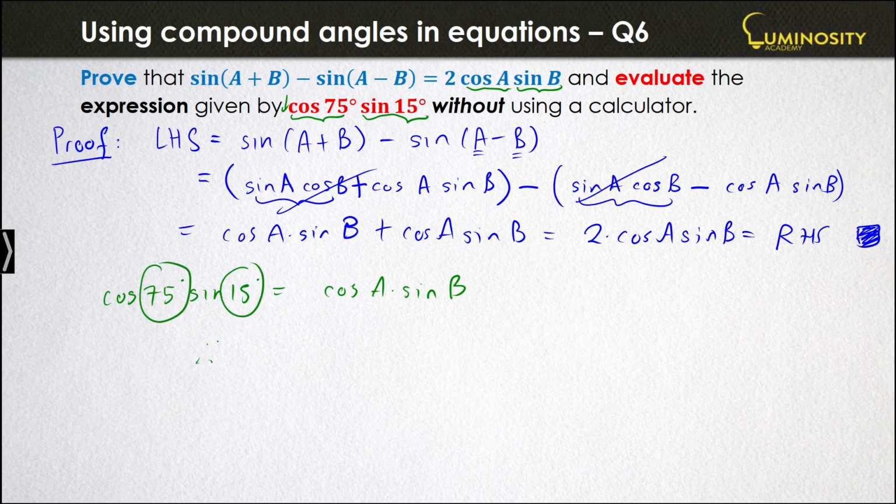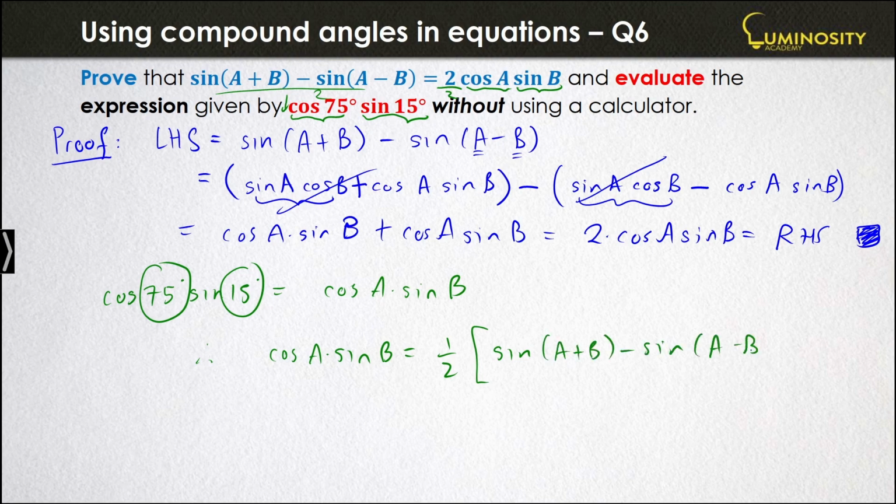So therefore, from this identity we've just proven, I can rewrite cos A sine B as a half. So I divide both sides by 2, and I get a half times the sine of A plus B minus the sine of A minus B. This is actually a nice trigonometric identity we've proven here, and it gets used in very complicated looking trigonometric problems, especially at a university level as well. Okay, so we know what A and B are. A was 75 degrees and B was 15 degrees.